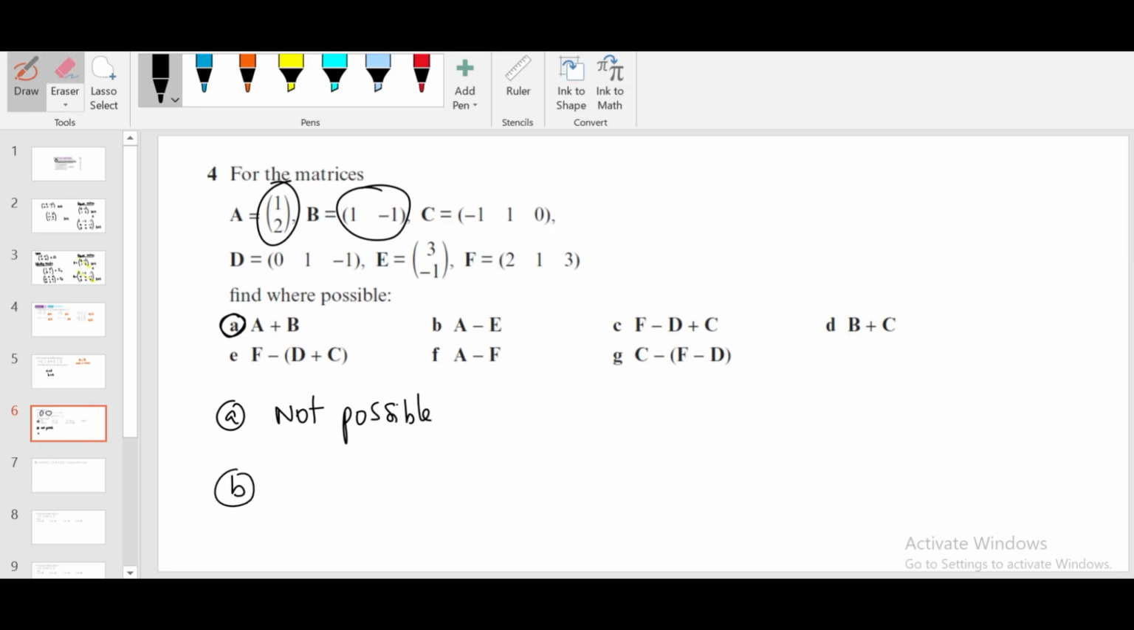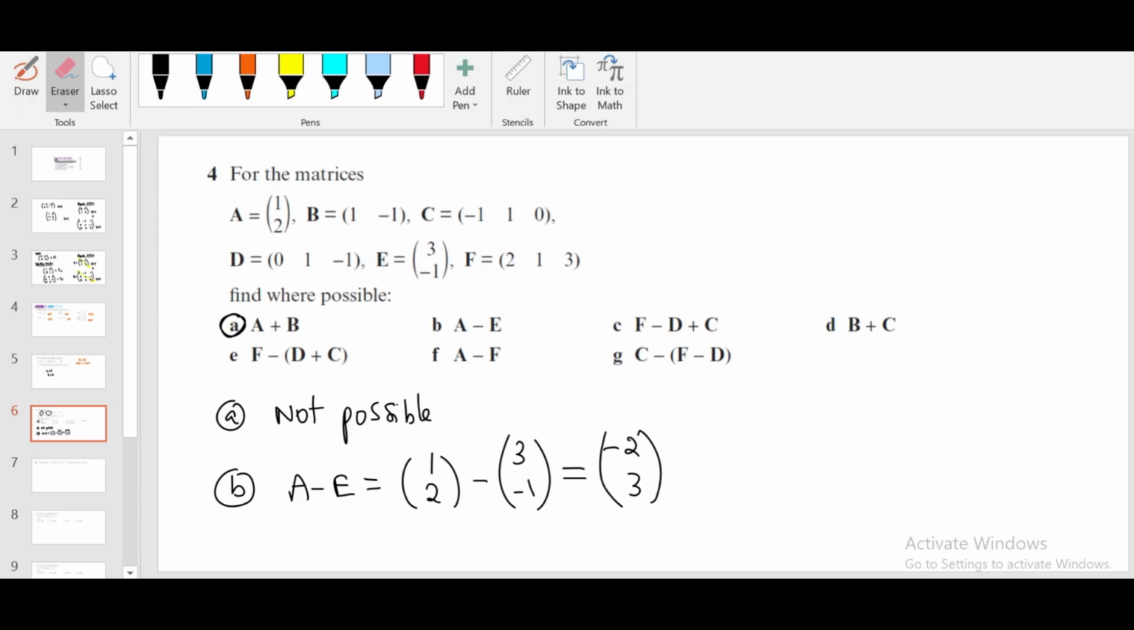For B, A minus E. A minus E is possible. You write 1, 2, that's A, minus 3, minus 1. You just subtract them. 1 minus 3 is minus 2. Subtract the corresponding elements. 2 plus 1 is 3. Understand? So let's move on, B is over.